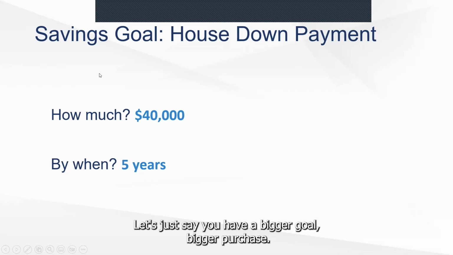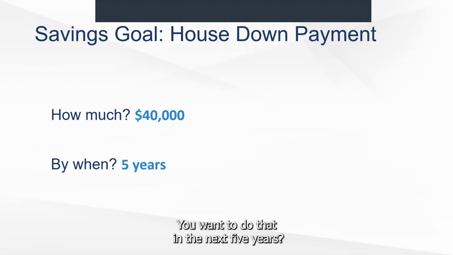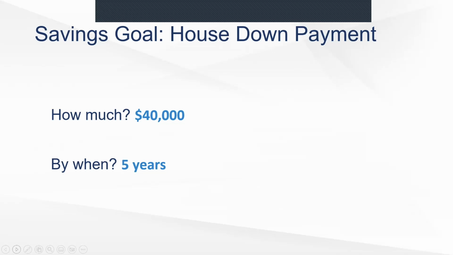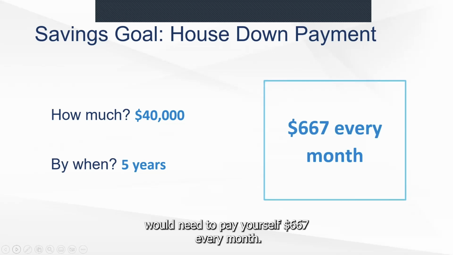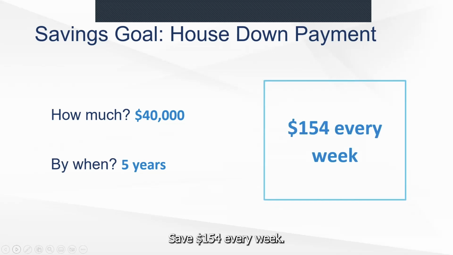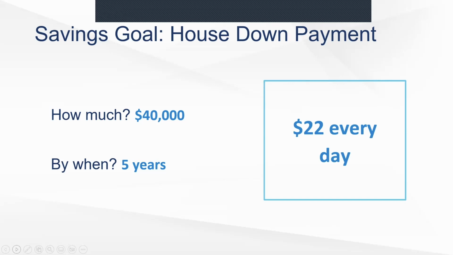Okay, let's just say you have a bigger goal, bigger purchase. You want to buy a house in 5 years. You might need $40,000, or you want to save $40,000 to buy a home. You want to do that in the next 5 years. What does that mean monthly, weekly, daily for you? You would need to pay yourself $667 every month. Save $154 every week. And come up with $22 a day.